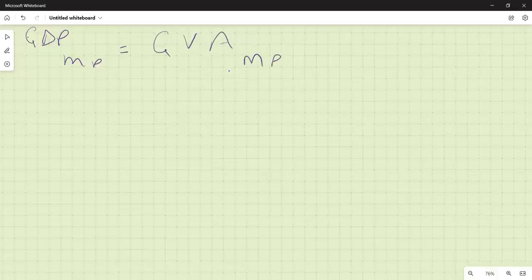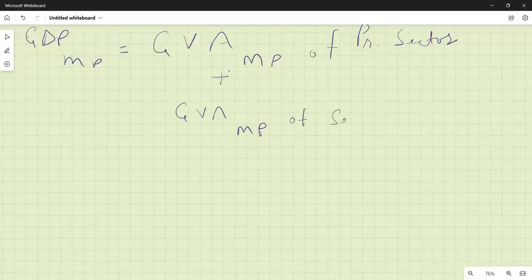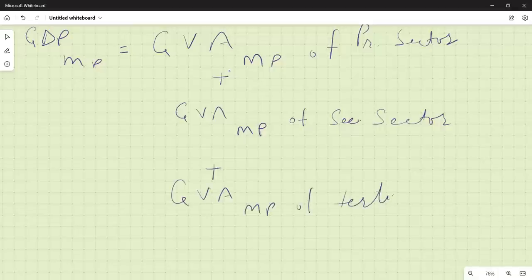Suppose we have been given three sectors. First of all, we'll calculate the GVA at MP of the primary sector, plus GVA at MP of the secondary sector, and then plus GVA at MP of the tertiary sector. If we are given all three sectors, by adding the GVA at MP of all these three sectors, it will be equal to the GDP at MP.